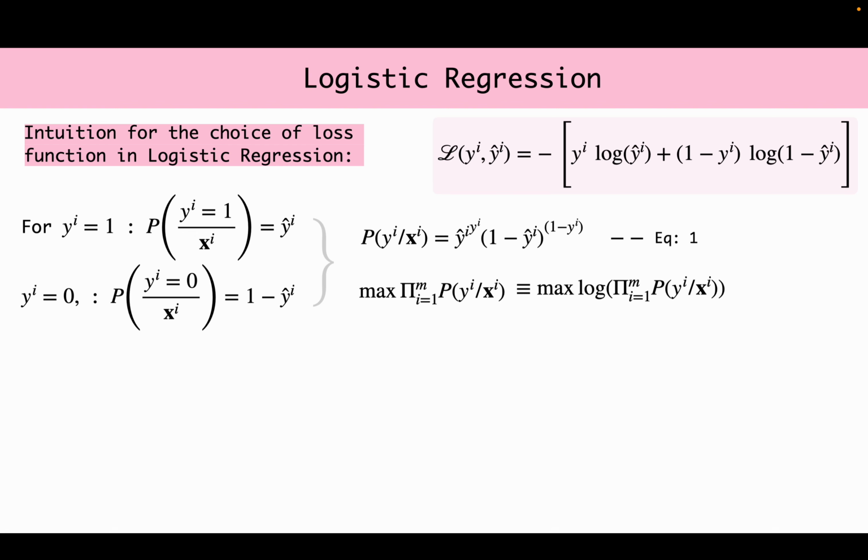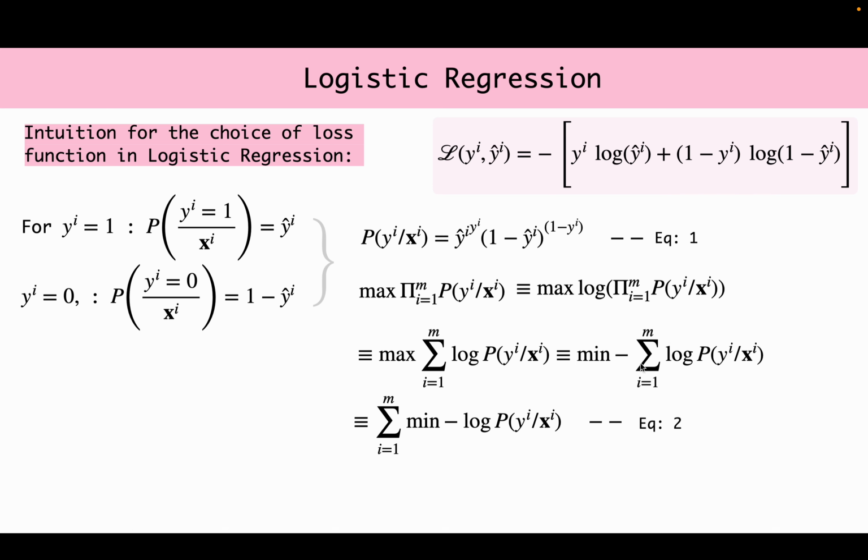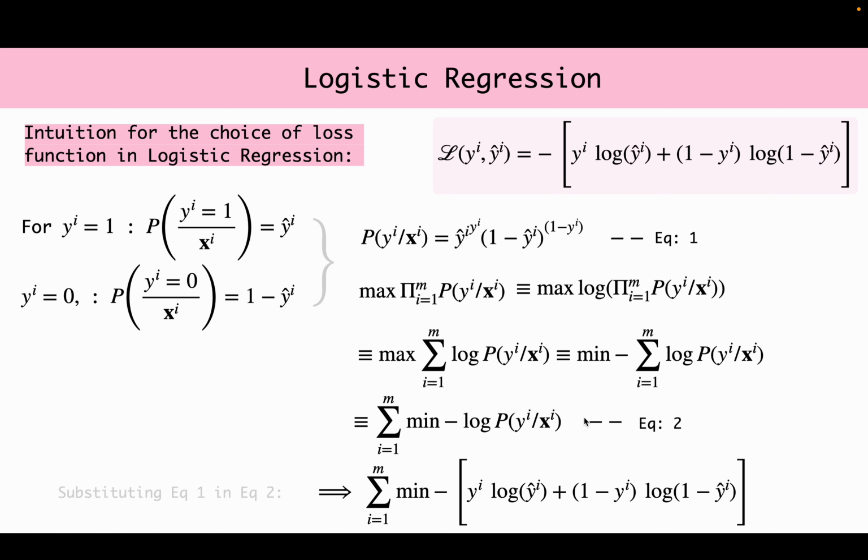So since logarithm is a monotonic function, we can apply log to this product term, and when we apply logarithmic principles, it becomes summation. Maximizing a function is equal to minimizing the negative of it. So we try to minimize this negative logarithm, and we bring the summation to the outside, and we get this equation 2.